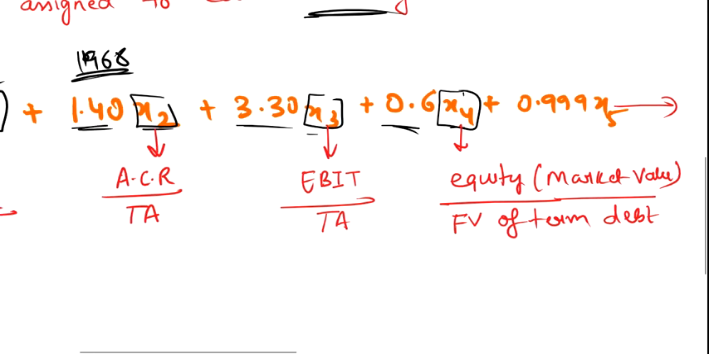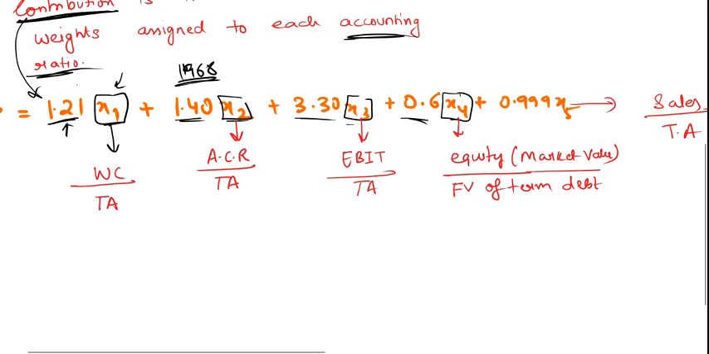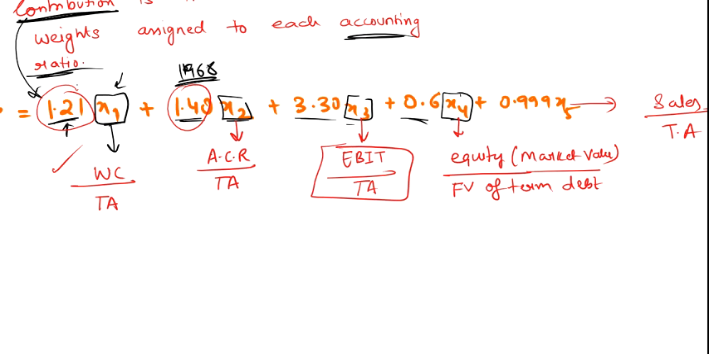Clear? So out of the 5, in 4 you will find that the denominator is total assets. First one is working capital, second one is accrued capital reserve, third one is EBIT, fourth one is equity by debt, fifth one is sales by total assets. If you try, obviously you can remember it. I know these figures are difficult to remember, but still if you have some approximate idea, it will be good. When you are talking about EBIT by total assets, you can say it's the highest.